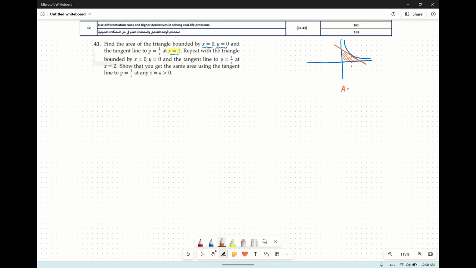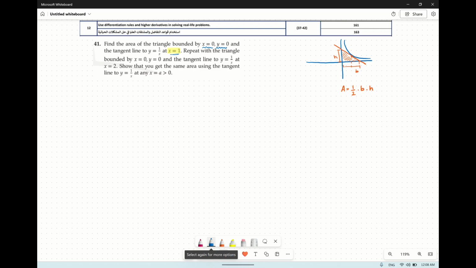Now I know that the area of a triangle is half times the base times the height. Okay, this is the base from here to here. This is the height from here to here. So we need to know how much is the base and how much is the height. How will I know this? Well, I can know this by knowing the equation of this tangent line. Okay, so now we will start solving.